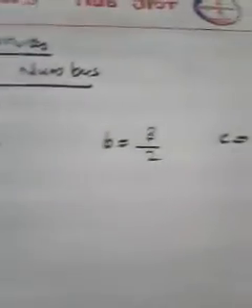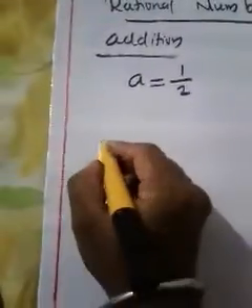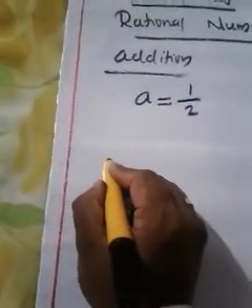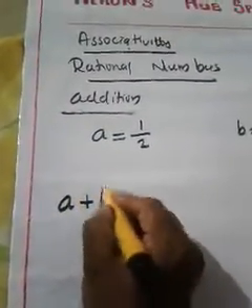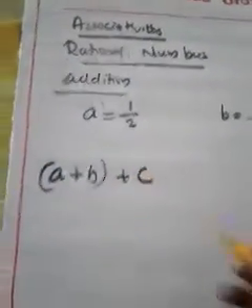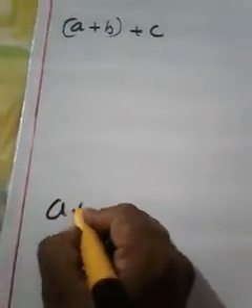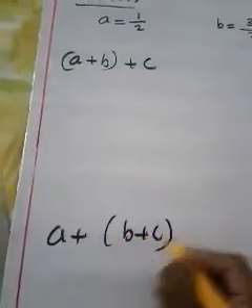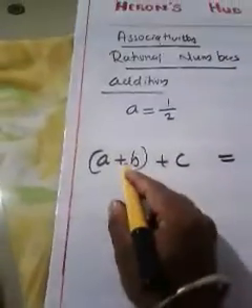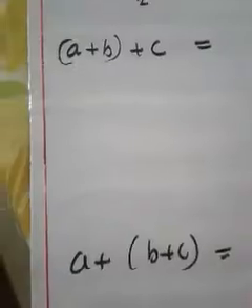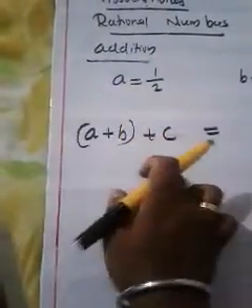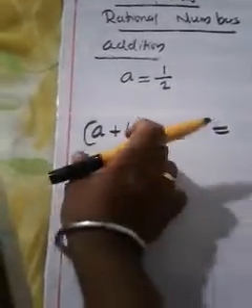Any problem? Because all three are rational numbers. So tell me, how can we check the associativity under addition? We have to arrange this a, b, c in such a way that a plus b is in a group plus c is separate, then a is separate, then b plus c in a group. This is the way. Why did this plus come? Because we are checking under addition. Suppose it is multiplication, the plus sign will be changed into multiplication. The grouping will be same. In the first case, the first two numbers should be in the same group. In the second case, the second two numbers should be in the same group.